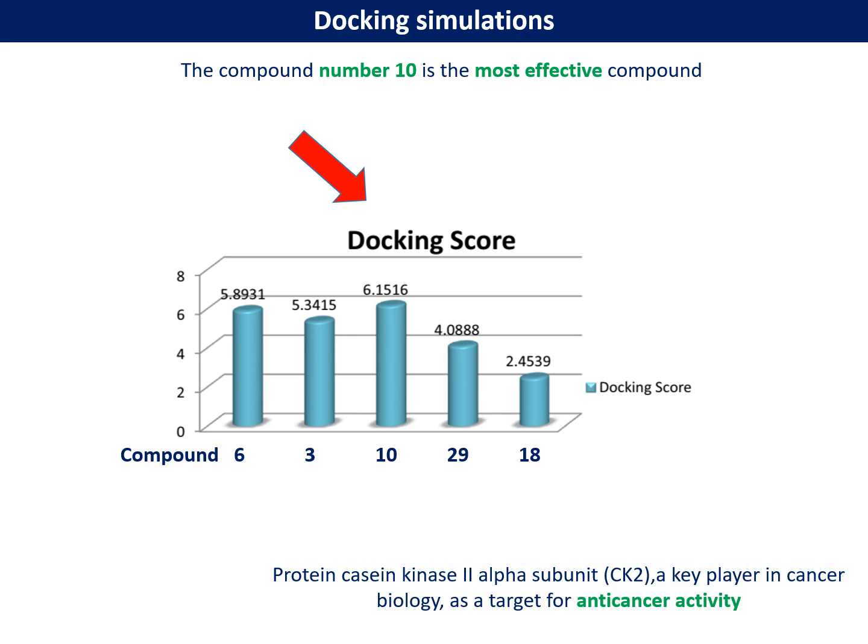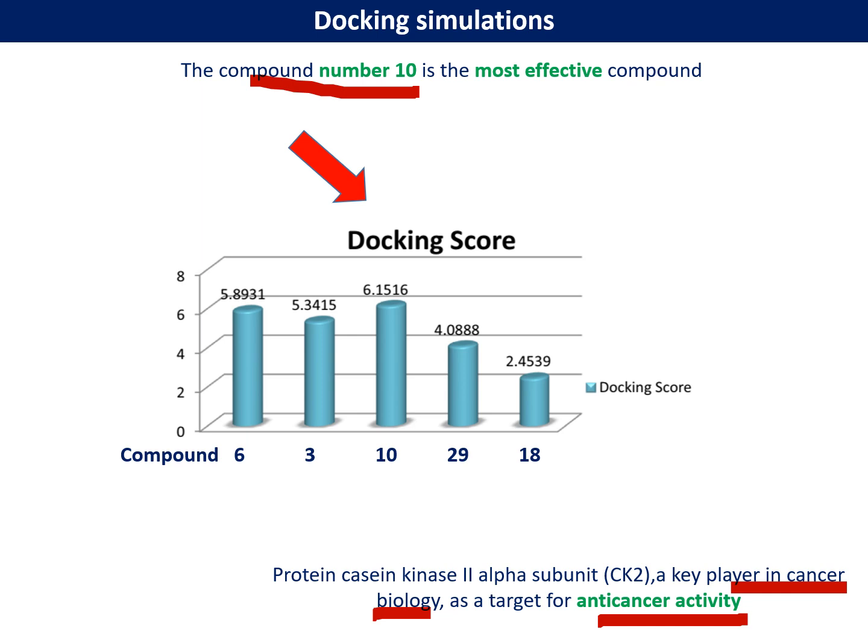protein. In this case, I will select the protein casein kinase 2 alpha subunit, CK2. It is a key player in cancer biology and a target for anti-cancer drugs. After that, I try to dock compound number 10, as I mentioned before.